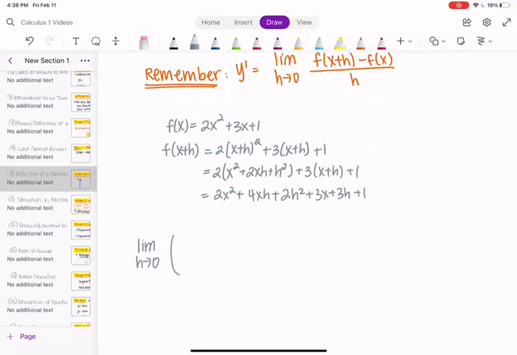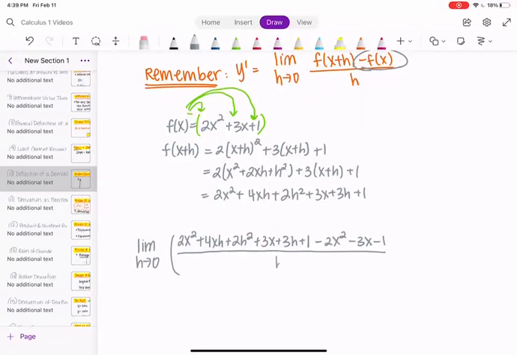So we have f of x plus h, so 2x squared plus 4xh plus 2h squared plus 3x plus 3h plus 1. And we have to do minus f of x, which means we're doing minus this whole function here. So what we're going to do is distribute a negative sign into all of these terms and just subtract them like that. So it's going to be minus 2x squared minus 3x minus 1. And all of that is going to be over h.